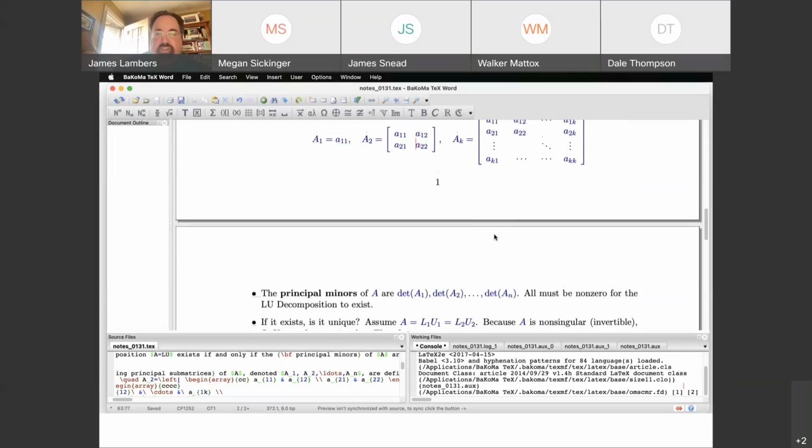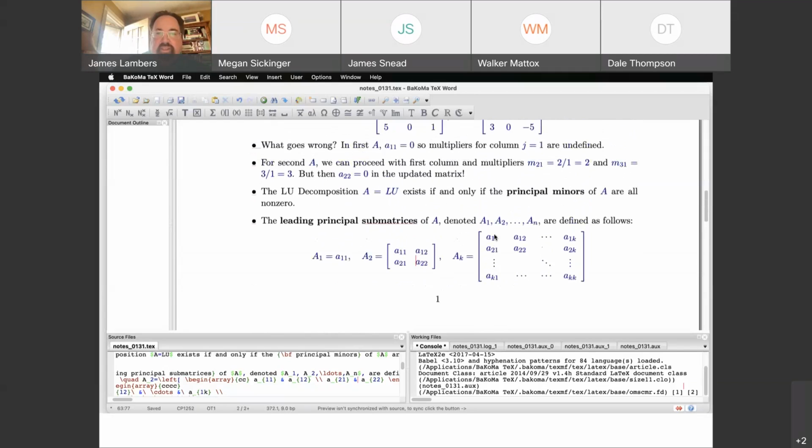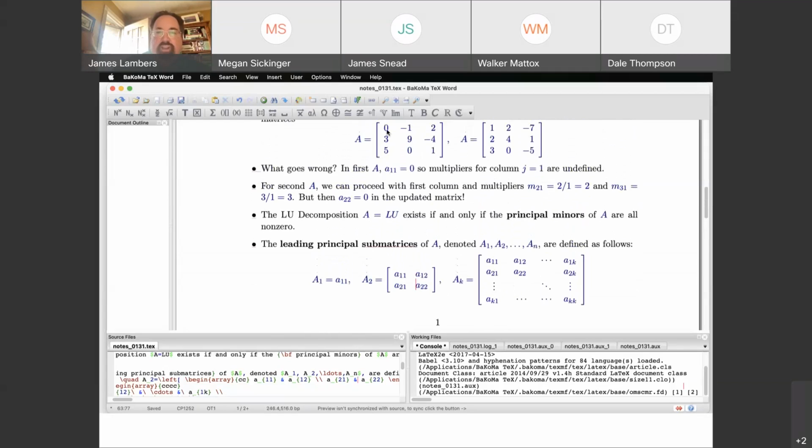So to go back to the examples, in the first one, A1 is 0, so its determinant is 0. In the second example, if you look at this 2x2 matrix, 1, 2, 2, 4, and take the determinant of that, a 2x2 determinant, you're going to get 0. So A2 turns out to be a singular or non-invertible matrix. In other words, the second principal minor is 0. So that's why Gaussian elimination without row interchanges breaks down in these cases, and the LU decomposition doesn't exist.